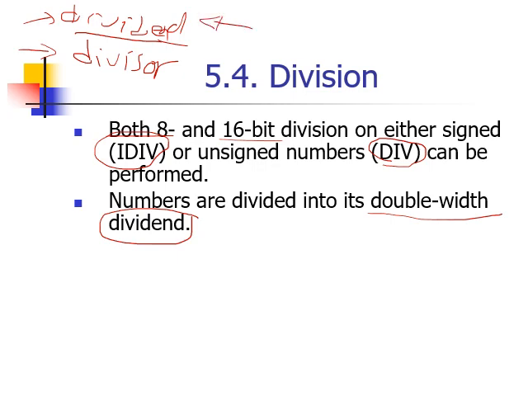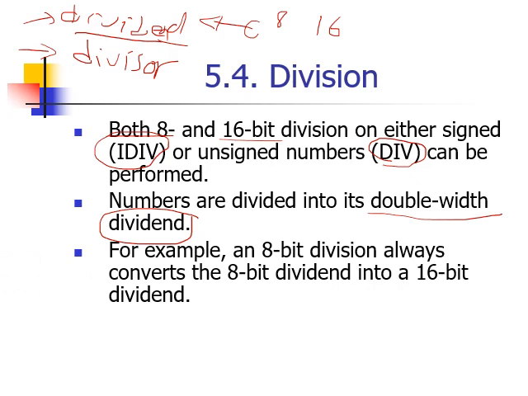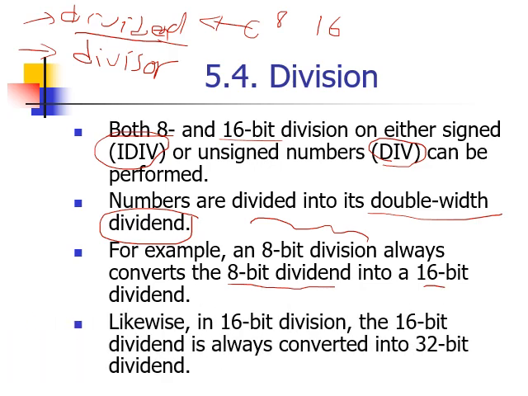In doing 8-bit division, your dividend should be converted first to 16 bits, because the result should be saved in 16-bit registers. For example, in 8-bit division, you convert your dividend into 16 bits. In 16-bit division, you convert your dividend into 32 bits.